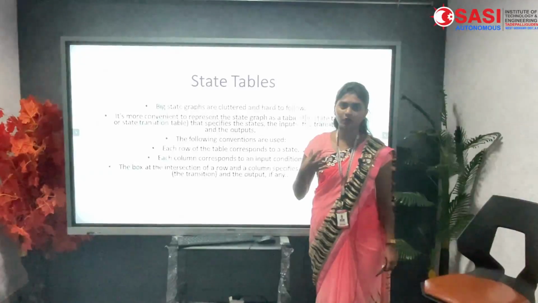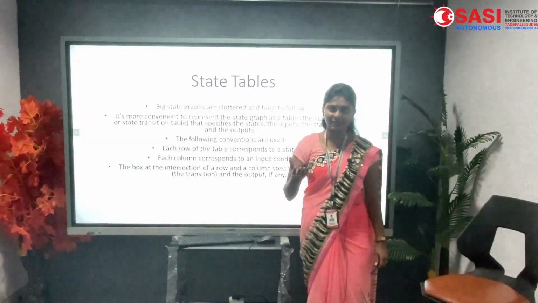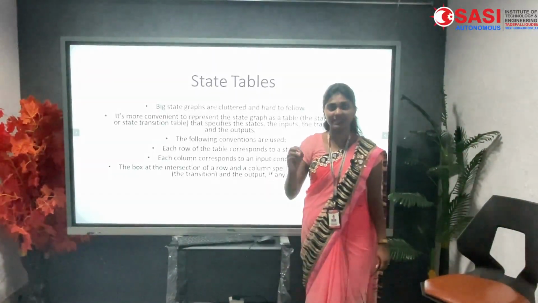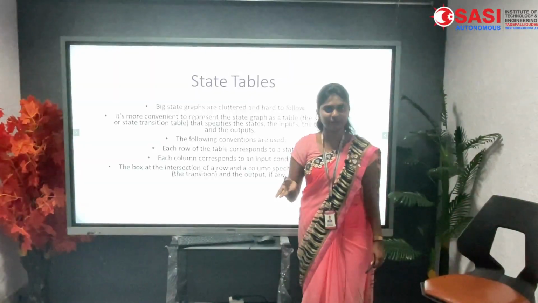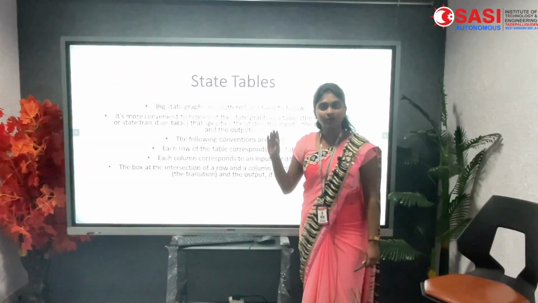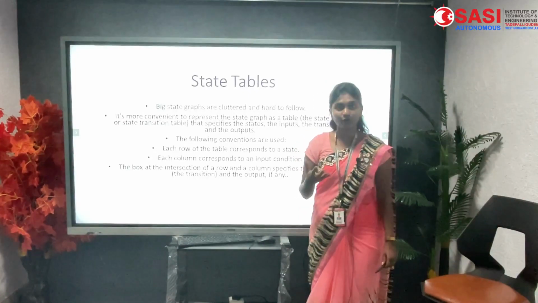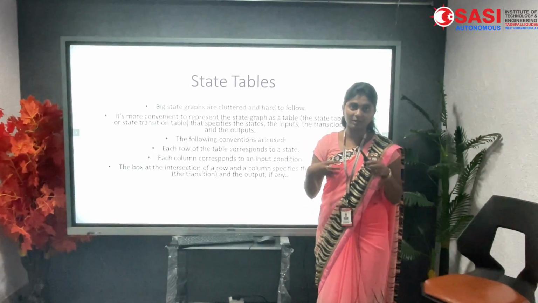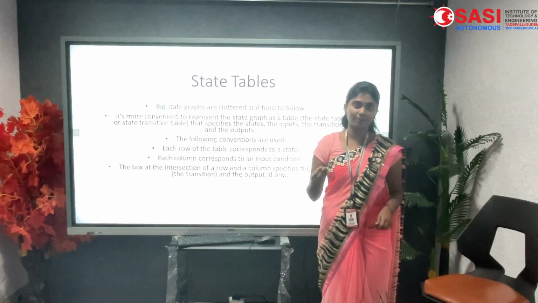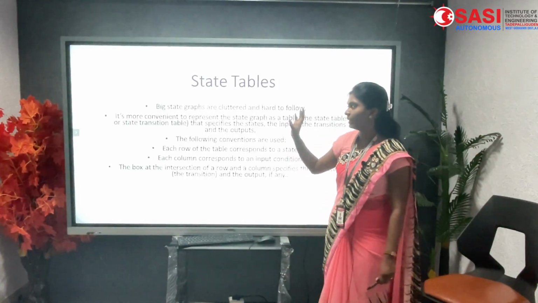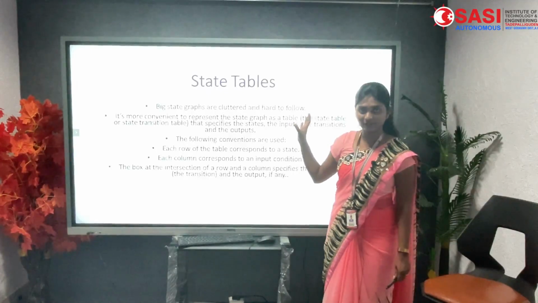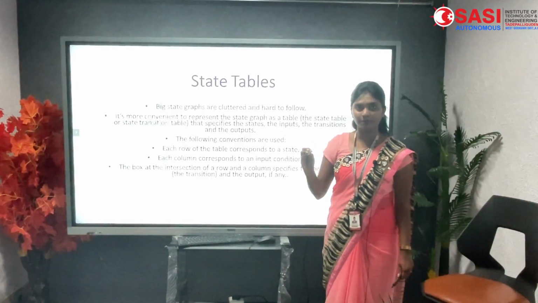If we follow a small state graph, it is easy to recognize and easy to represent in a graphical way. But when we follow the cluster format, a huge amount of graphs is represented, and it is difficult to represent in table format. So the big state graphs of the cluster are very hard to implement.